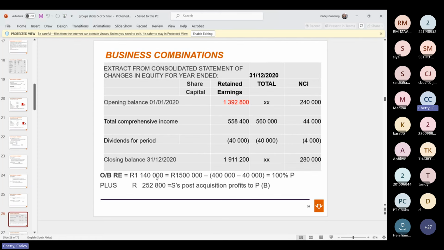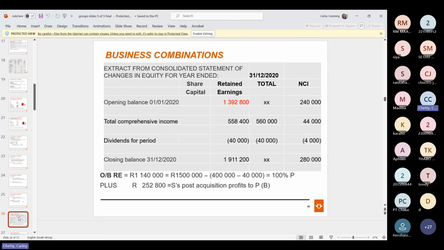If we add the amounts of P, which is 1,140,000, plus the 252,800, which is from part B in the analysis of owner's equity, that will give us an opening balance on the retained earnings of 1,392,800 rand. So that is the opening balance.